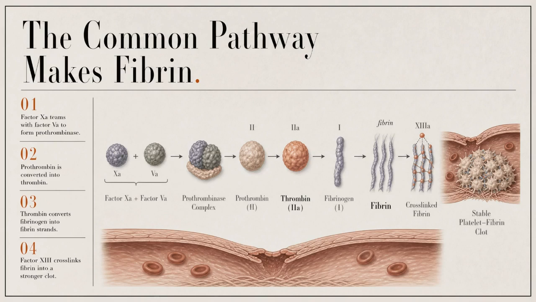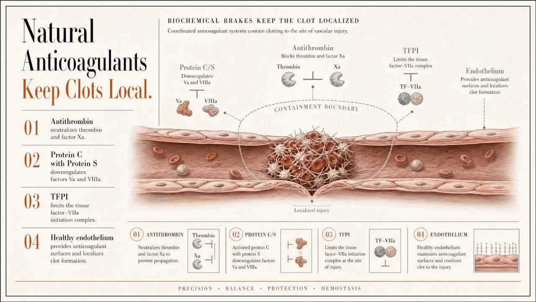Because this pathway is shared, deficiencies in factors X, V, II, or fibrinogen can prolong both the PT and APTT. This pathway is also the target for many anticoagulant medications. Ultimately, all roads in coagulation lead to the common pathway, ensuring enough fibrin is made to stabilize the initial platelet plug.